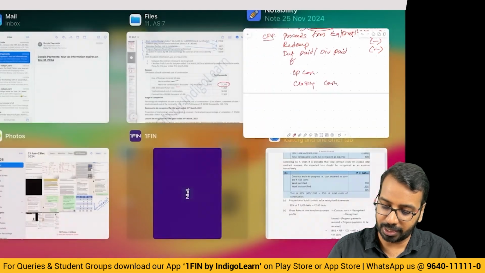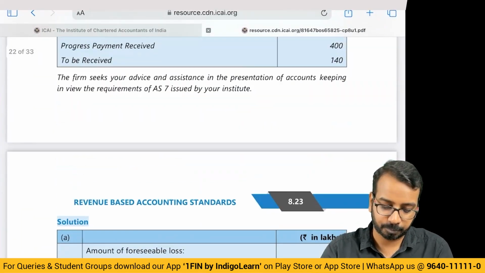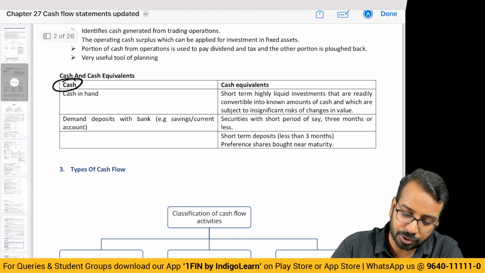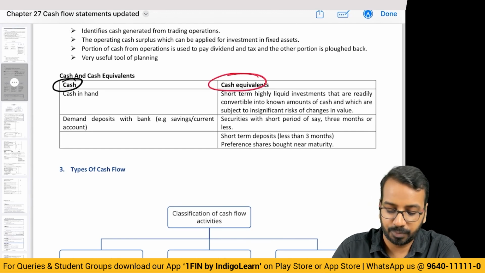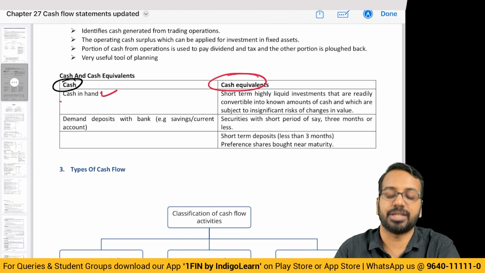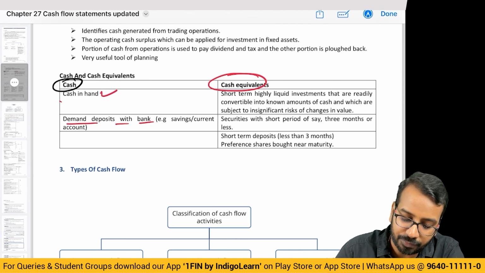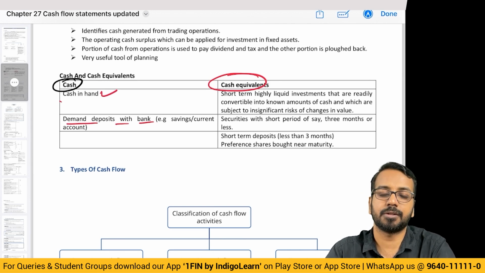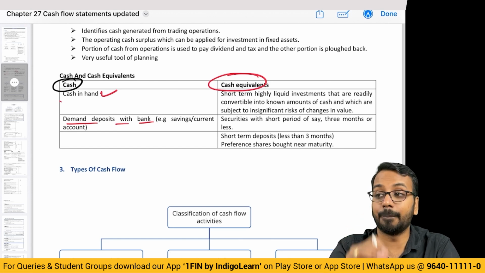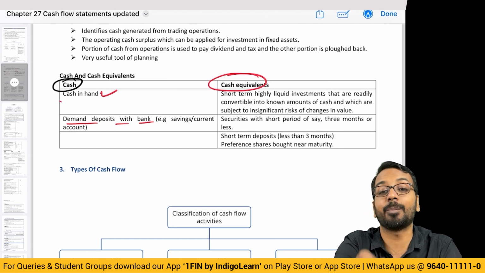Now having understood this, let us go back. We need to understand few definitions. First is cash and cash equivalents. What is cash? Cash is cash in hand, physical cash in hand. Demand deposit with bank. Demand deposit means the type of deposit which you can demand from the bank anytime you want and the bank has to give you.